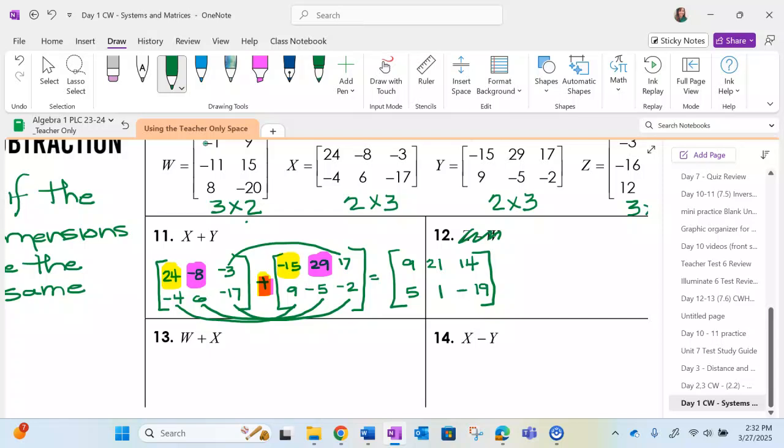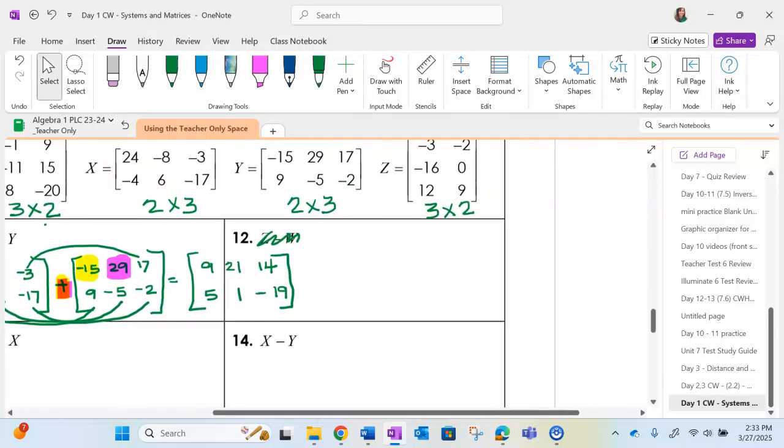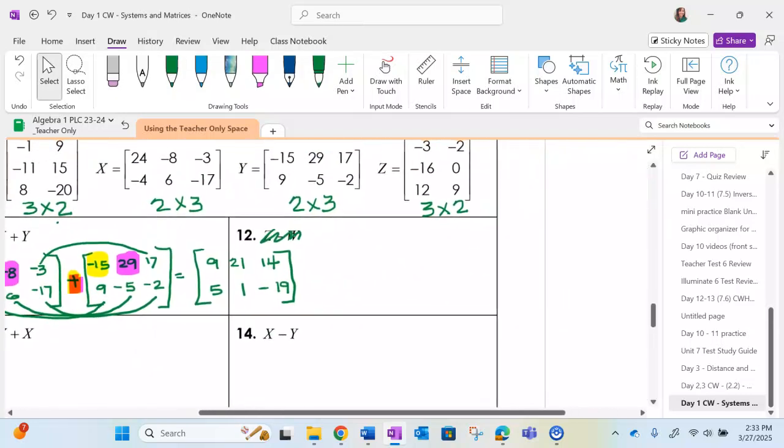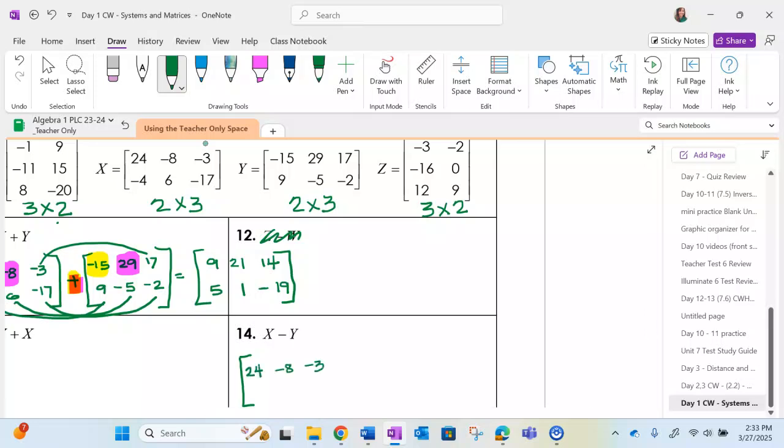Okay? All right, let's try, I'm going to show you one subtracting. So I'm going to come down here, I'm going to make this a little bit bigger, but I got to use it to write all my stuff out. All right, so I'm going to put out X. Here is X. We're going to do this again. 24, -8, -3, -4, 6, -17. There's X.